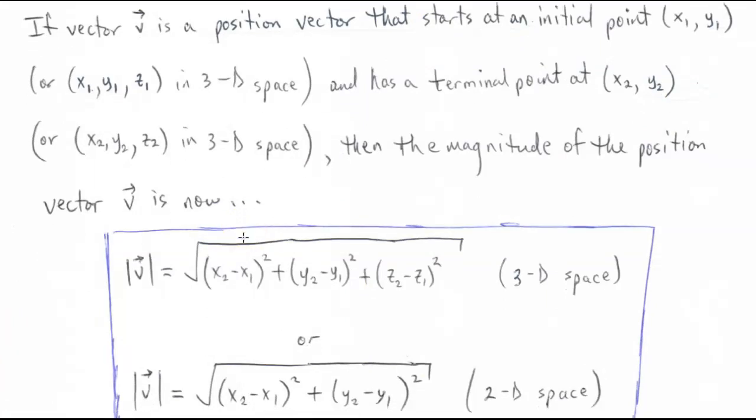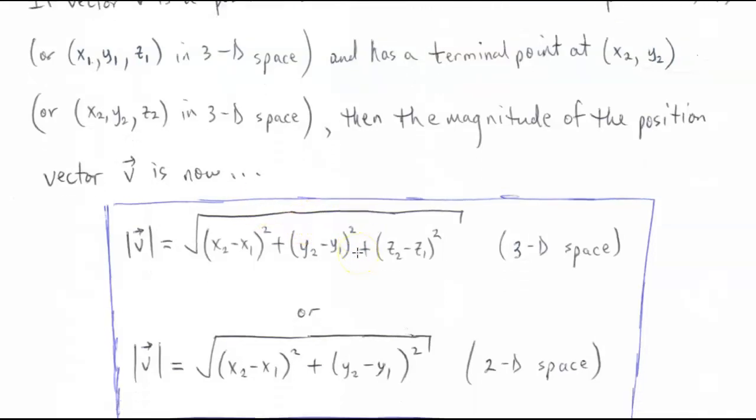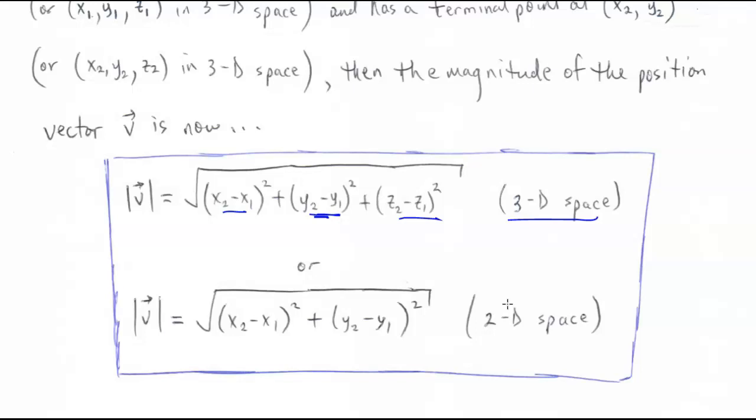Now, the formula that I showed you is what it looks like if we're dealing with a component vector, meaning that our initial point for our vector is at the origin. If we're dealing with a position vector that is not a component vector, then of course we have to take the distance between those two points in the X direction, the Y direction, and the Z direction. So our formula for magnitude is the difference between the X coordinates squared plus the difference between the Y coordinates squared plus the difference between the Z coordinates squared, and then we square root all that if we're in 3D space. Of course, for 2D space, we only have to deal with the X's and the Y's.